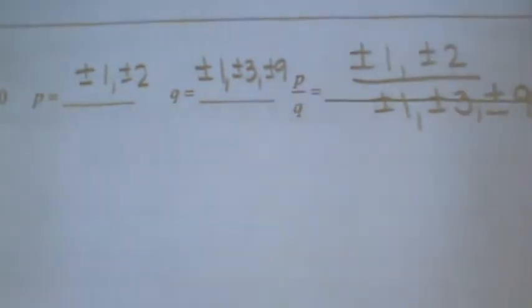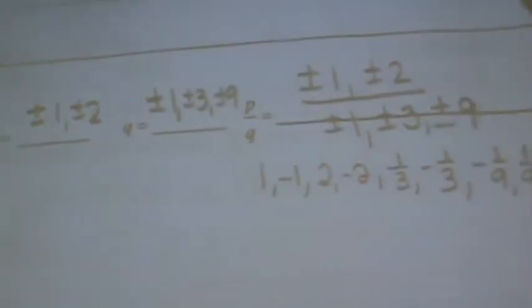Can you list for me all of the combinations? We have 1 over 1. So we have 1 and -1. We have 2 and -2. Now we have 1/3 and -1/3. And then we have 1/9 and -1/9. Awesome.